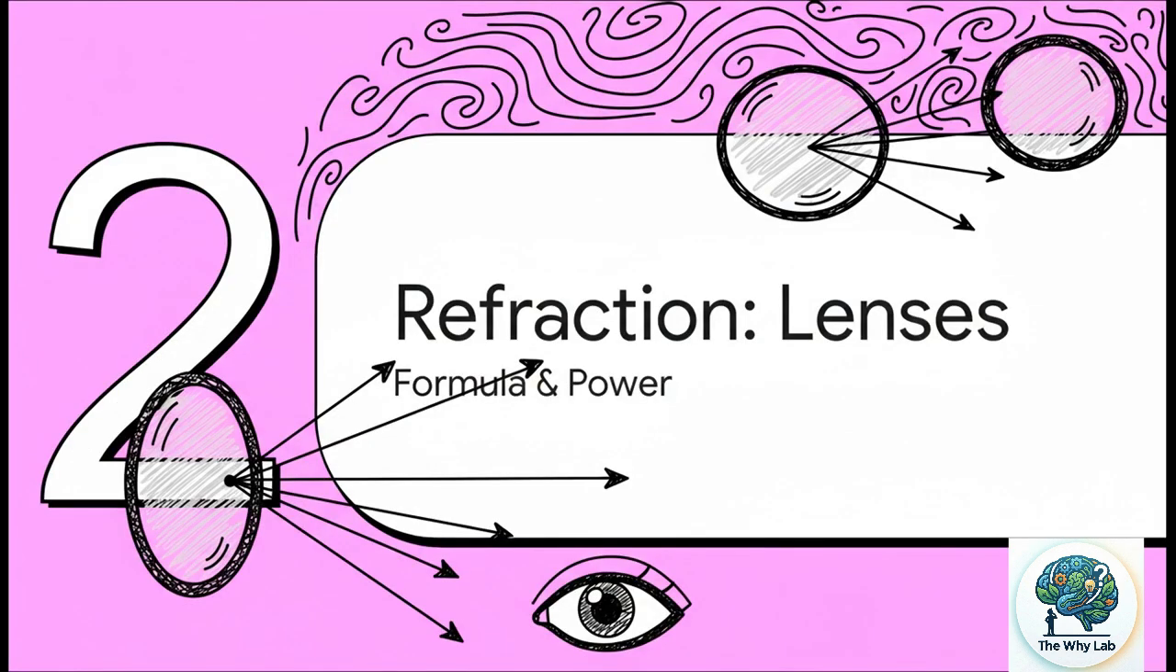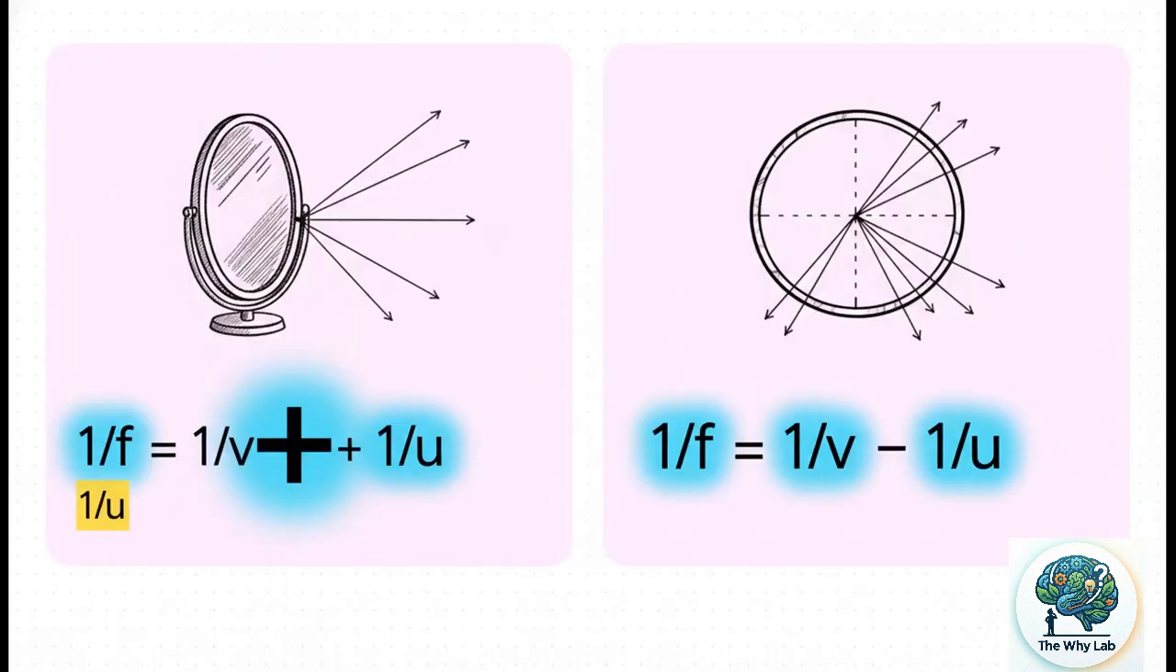Awesome job with mirrors. Now let's level up to our next challenge, lenses. The ideas are really similar, but there is one critical, tiny trap you absolutely have to watch out for. Okay, look really closely here. Can you see it? It's just one tiny little sign. The lens formula has a minus, not a plus like the mirror formula. I'm telling you, this is one of the easiest mistakes to make when you're under pressure in an exam. You have to burn this into your brain. Lenses get the minus sign.